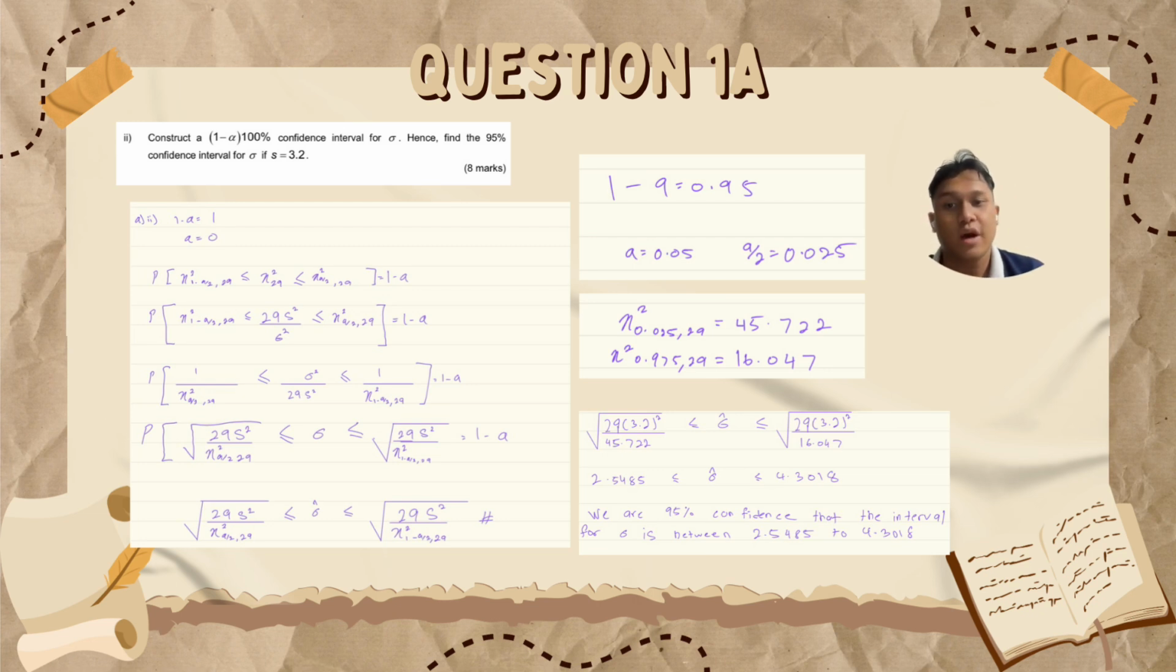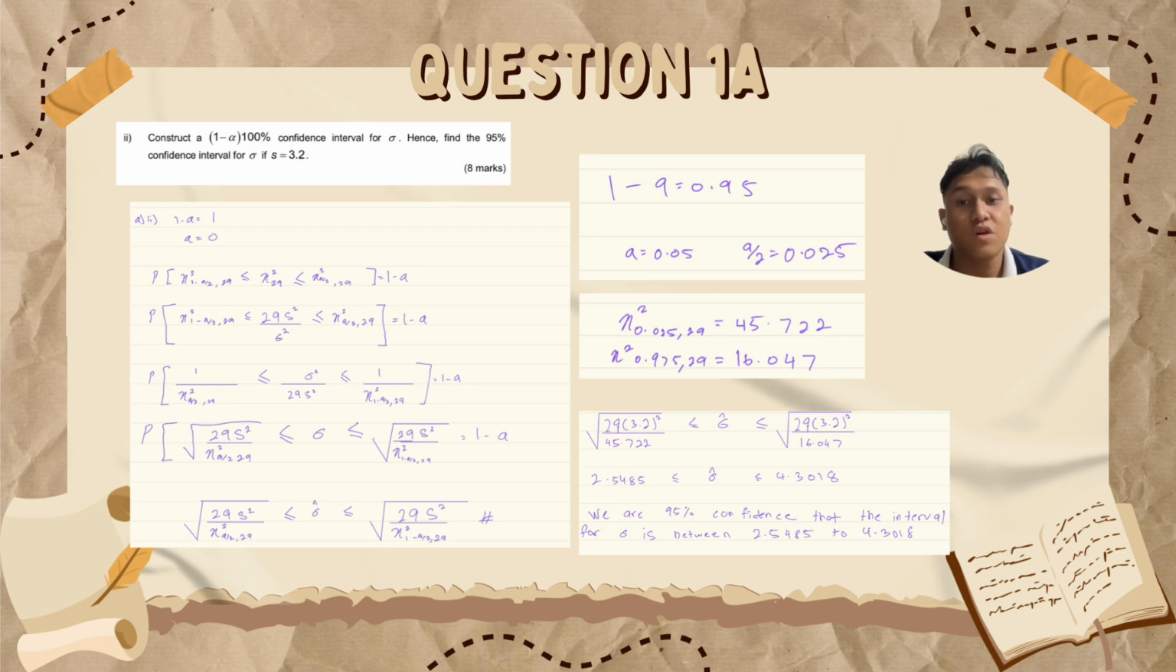And then we will change our chi-squared 29 into 29s squared over variance. It is an information that we have already got on question 1A1. And after that, we'll move everything except for the standard deviation to the left hand side and the right hand side carefully so that there is no mistake. And lastly, we'll get the answer for the 100% confidence interval for standard deviation.